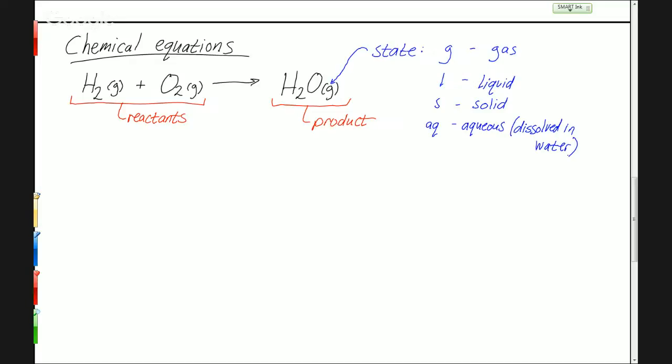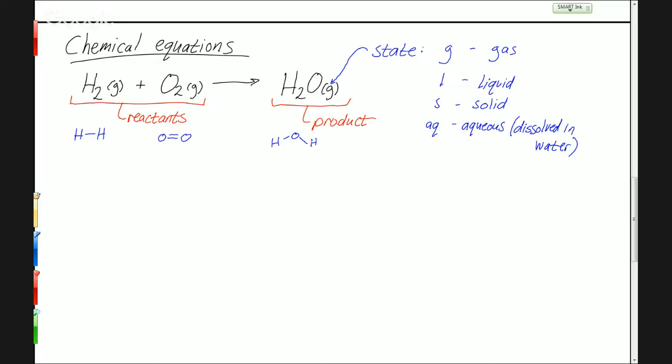So according to what we've written here, a hydrogen molecule reacts with an oxygen molecule, forms a water molecule, and an oxygen atom simply ceases to exist, disappears. That is not chemistry, that is magic, and that doesn't happen. So that doesn't work. Oxygen can't just disappear.